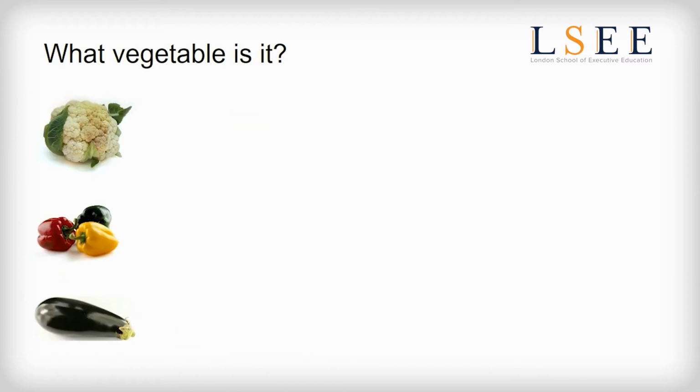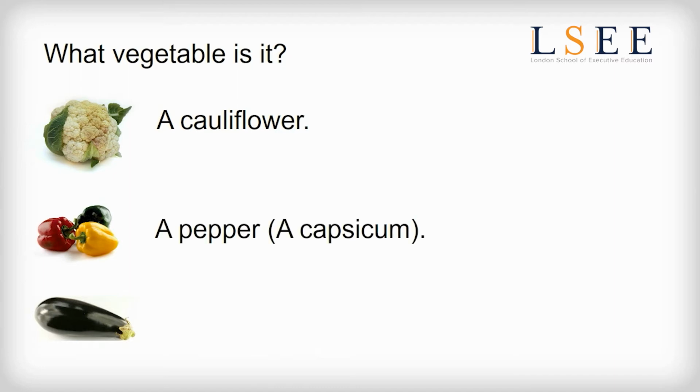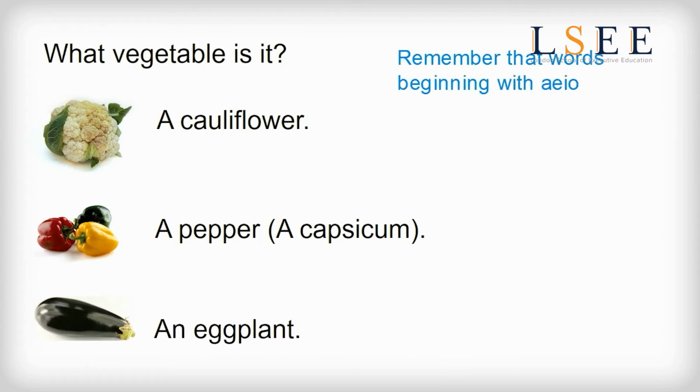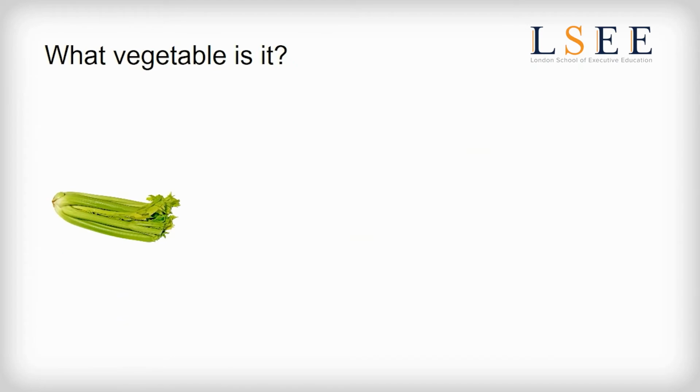What vegetable is it? A cauliflower, a pepper, or we say a capsicum, an eggplant. Remember that words beginning with A, E, I, O, U sounds have an, not a. It's an eggplant. What vegetable is it? For celery, we don't use a or an. What vegetable is it? It's celery.